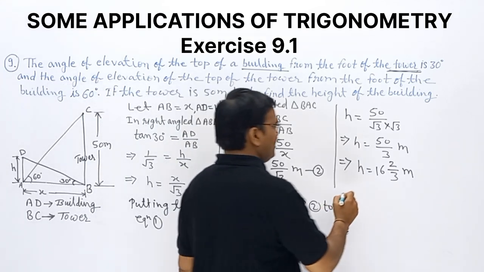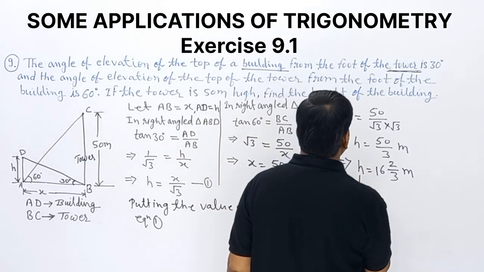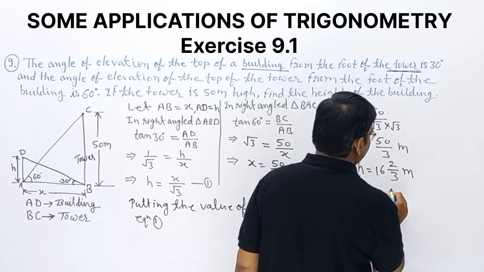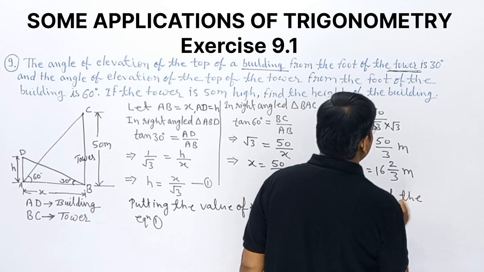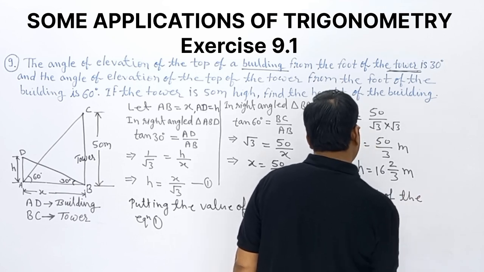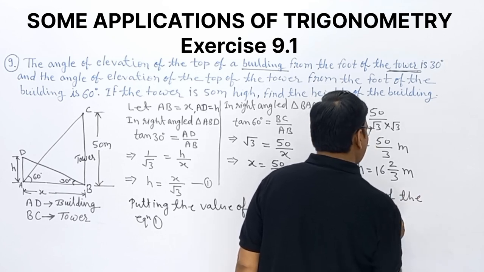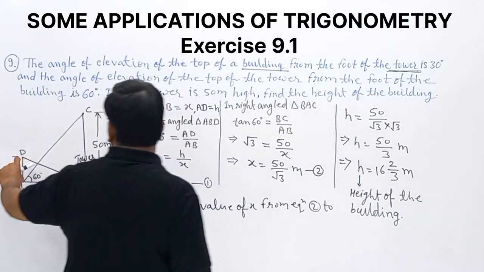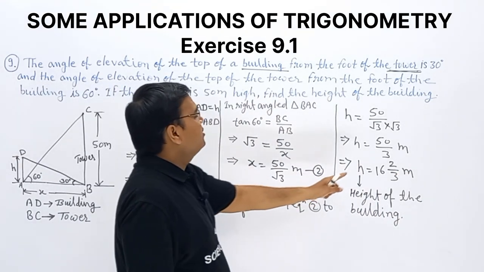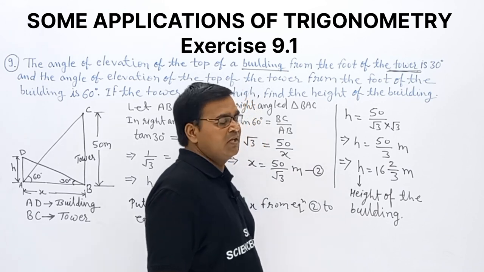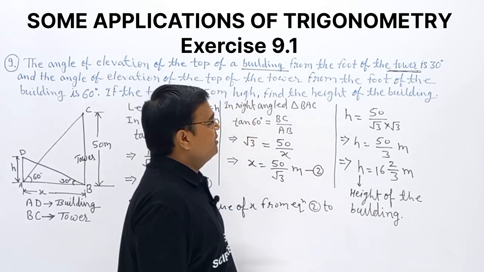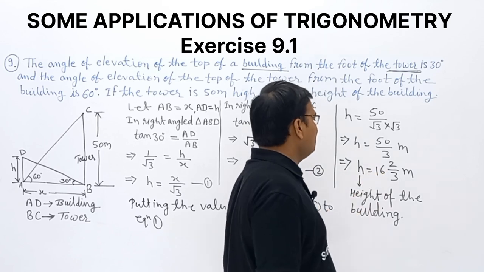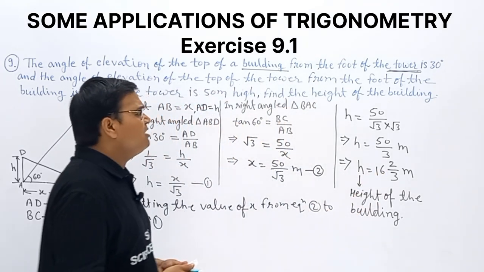So what we can say, this will be the height of the building. Tower height we have is 50 meter, but the height of the building will be 16 and 2 upon 3. Clear? This is the mixed fraction. So observe again, easy one.